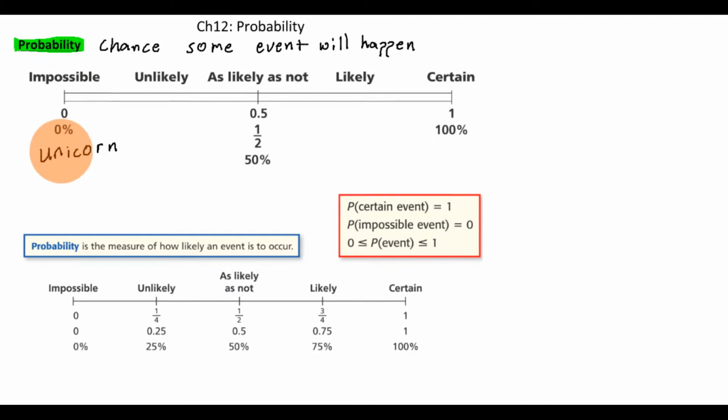So let's go to the other side of this line where we have the value 1. We're looking at a chance of 1 or 100% here. So if I were to tell you that the probability of an event occurring is 1 or 100%, then we're saying it's certain. So let's think of probabilities that would have 100% chance of happening.